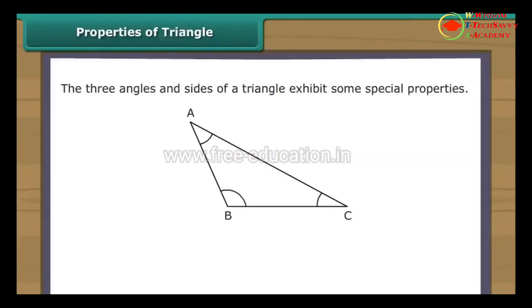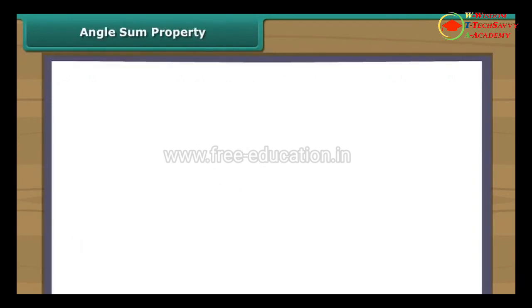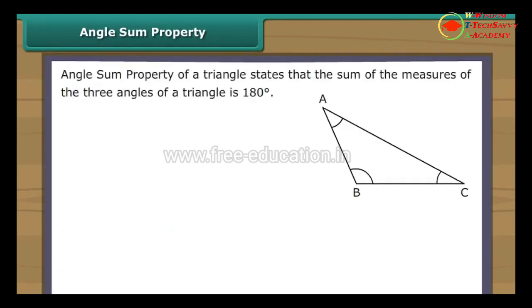Properties of triangle. The three angles and sides of a triangle exhibit some special properties. Angle sum property. Sum of lengths of sides property. Let us now learn about them one by one. Angle sum property. Angle sum property of a triangle states that the sum of the measures of the three angles of a triangle is 180 degree.